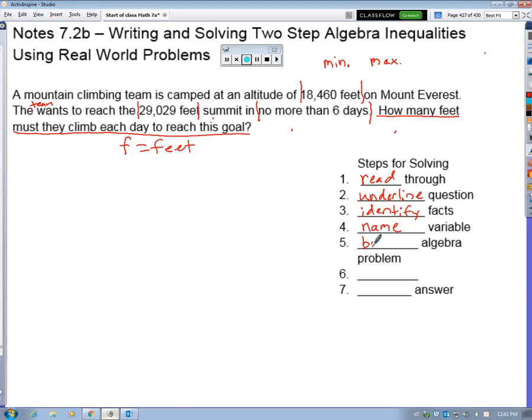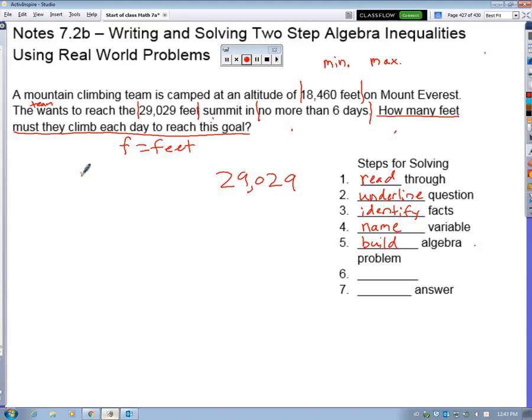Now we're going to build the algebra problem. Okay, here comes the tricky part, building the algebra problem. Alright, on this side of the equation is the total that we're trying to get to, what they're trying to do. They're trying to get to this elevation, 29,029 feet. Okay, this is the top of Mount Everest. Okay, over here is going to be the math for them to get to the top of Mount Everest. Okay, so let's set that up first, then we'll worry about our sign.